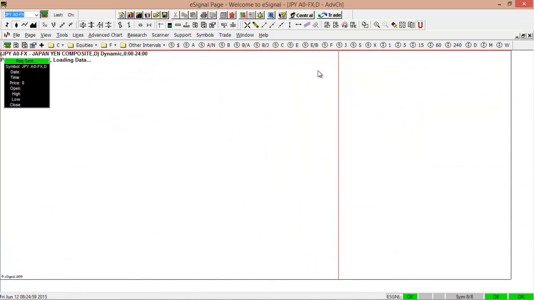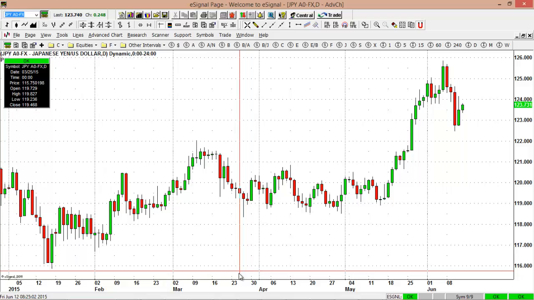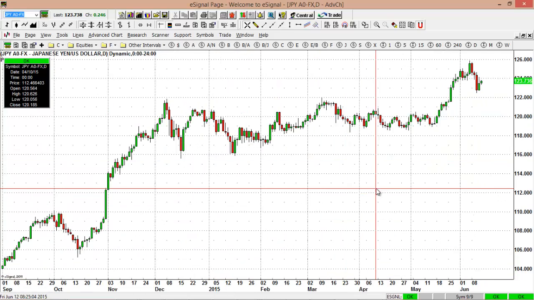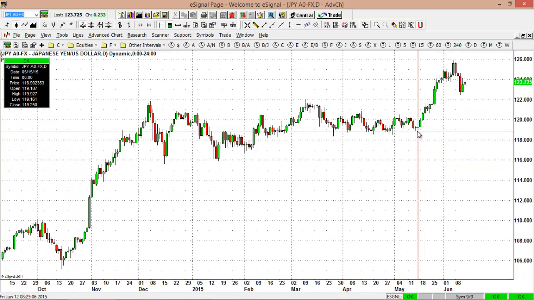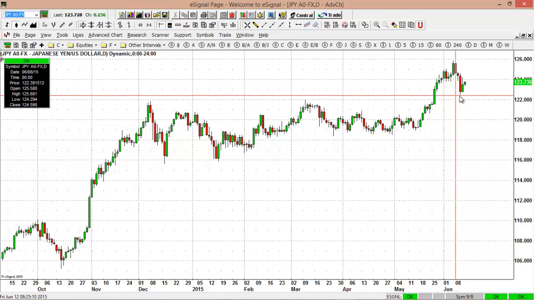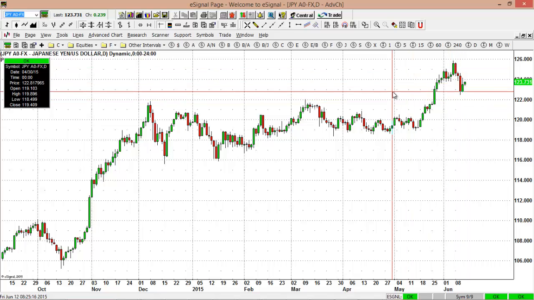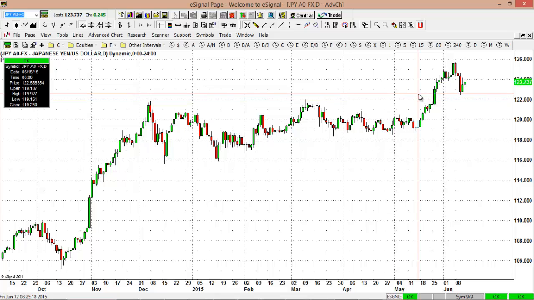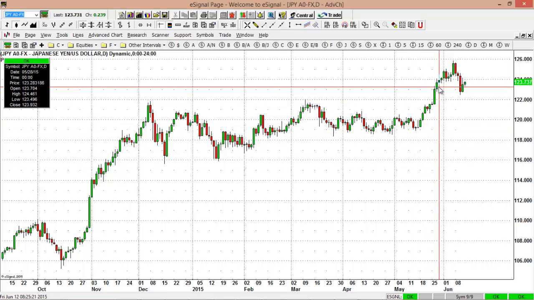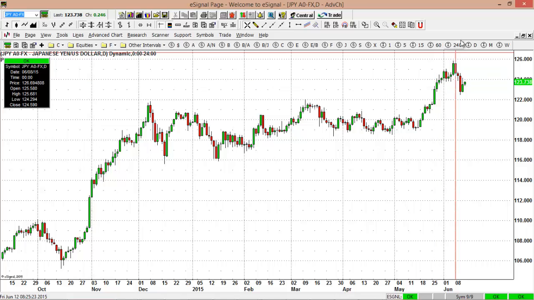Taking a look at the Japanese yen, the market is trying to recover some of the losses that were made on Wednesday, and we see a slight recovery so far. But as you notice, the market has recovered up to this 123 level.